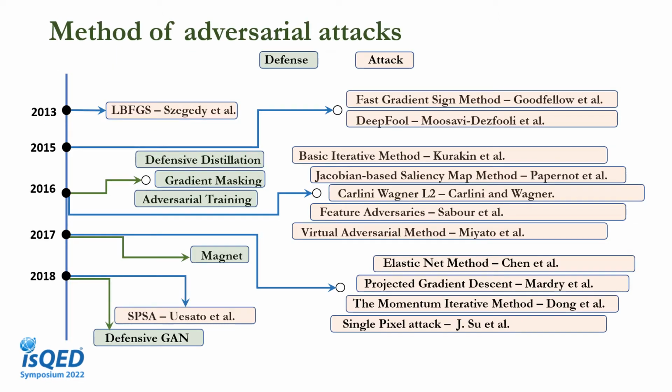Here is the chronology of some of the attacks and defenses. Attacks are shown in pink and defenses are shown in light green. Everything started with Szegedy's paper in 2013 that formally defined adversarial examples. And after that, different attacks and defenses were introduced.